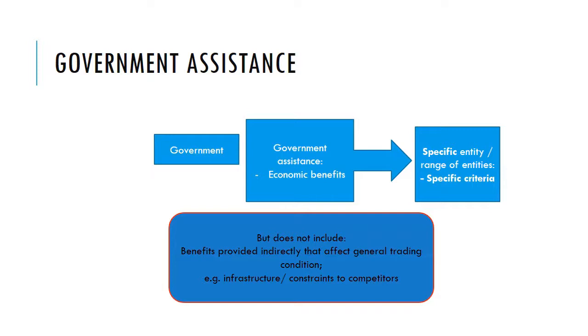And it also has exclusions, but it does not include benefits provided indirectly that affect general trading conditions. So it's not specifically for the entity, it's just general. For example, the infrastructure is repaired, or there are constraints put on your creditors. So it is advantage to you, but it is excluded from government assistance.